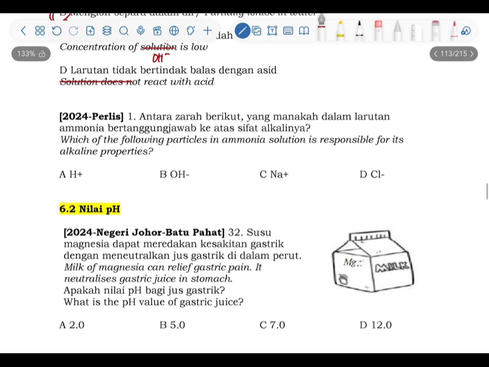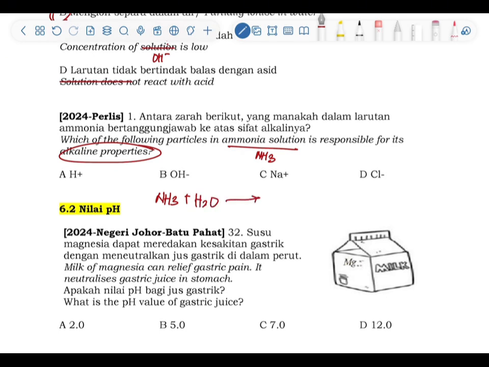Okay, next question. Which of the following particles in the ammonia is responsible for these alkali properties? So today we want to test which particles in the ammonia solution, which is NH3, are responsible, which means it shows the alkali properties. So always remember to write this equation out, which is ammonia reacts with the water to give out the ammonium ion and the hydroxide ion. So these are the ions that will show the alkali properties. So the answer is B, hydroxide ion.